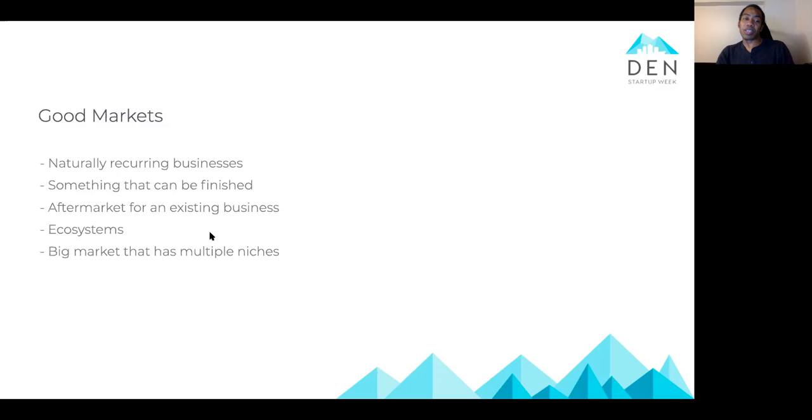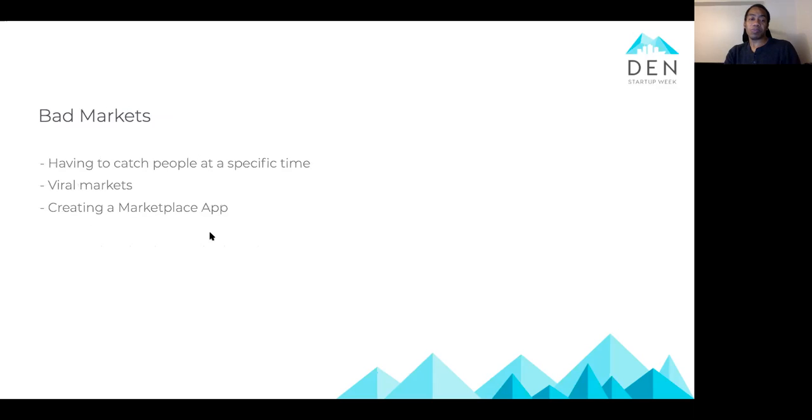A really good market is the aftermarket for existing businesses, so think about Shopify apps. I've heard of Shopify apps making 25K a month, and the advantage, specifically with Shopify apps, is that you don't need to market on Google. People are already looking for specific plugins for their Shopify store to increase their revenue or get more engaged customers.